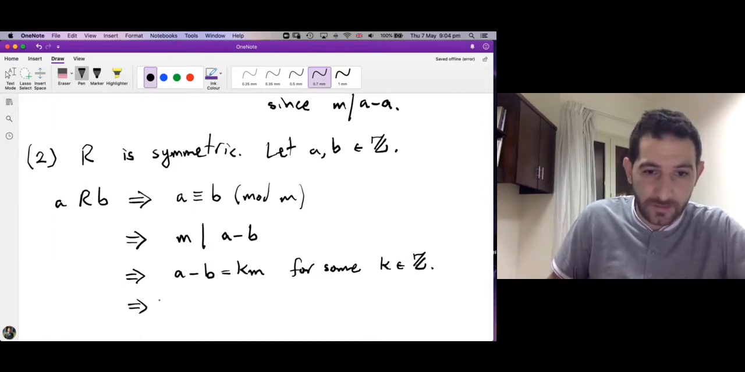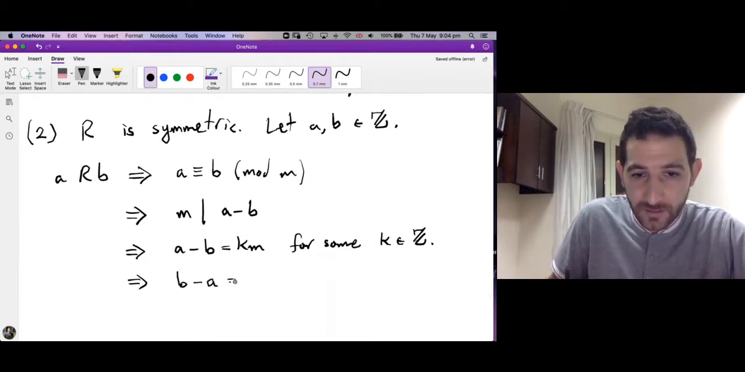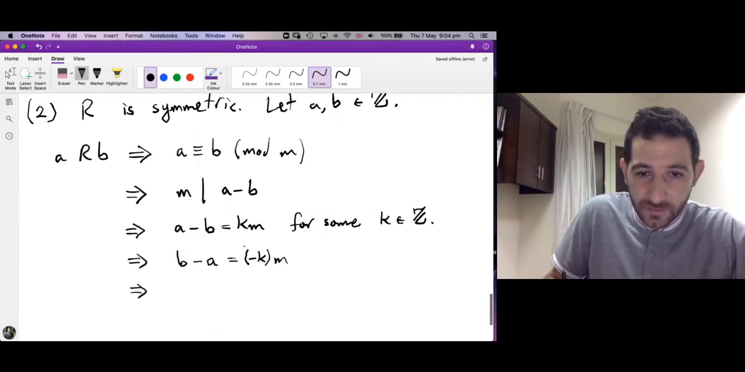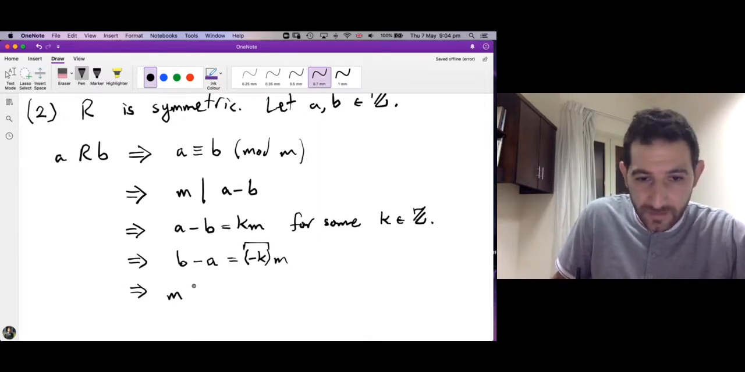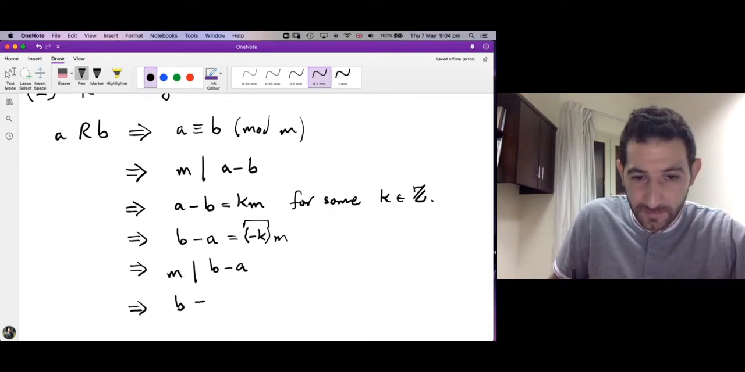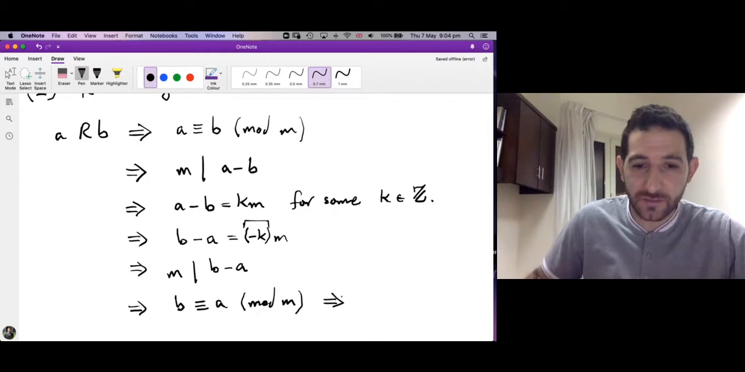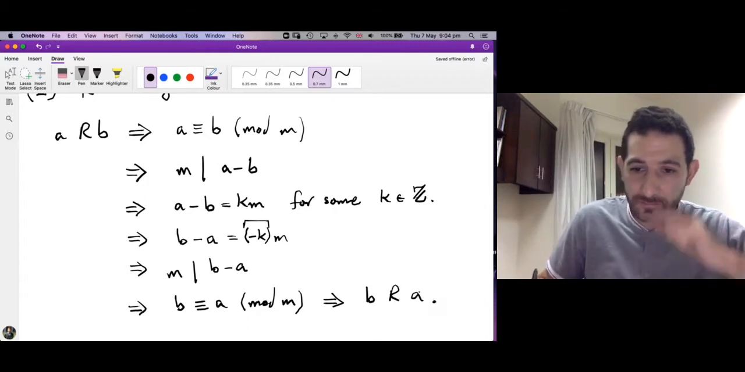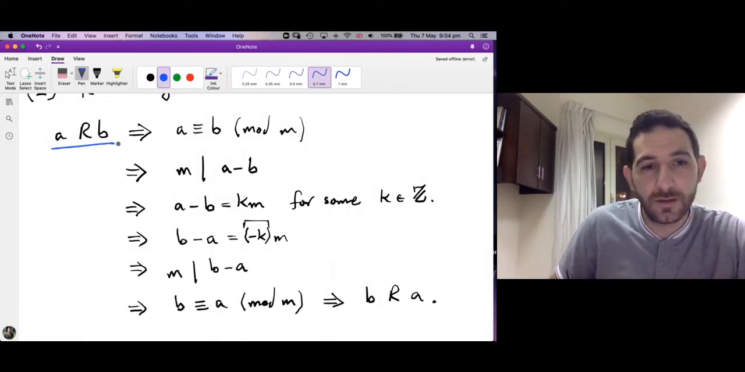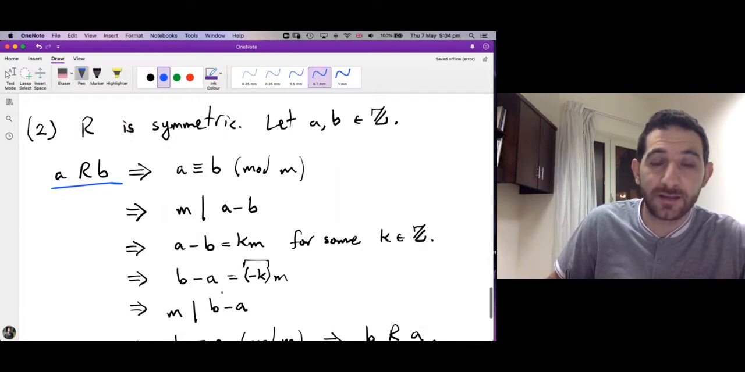Now multiply both sides by -1, then b minus a is equal to minus k times m. So b minus a is equal to an integer, negative k, times m. This means that m divides b minus a. And since m divides b minus a, this means that b is congruent to a mod m. And this means, by definition of the relation, that b is related to a. See what we did here? We proved that if a is related to b, then b must be related to a. This shows that the relation is symmetric.